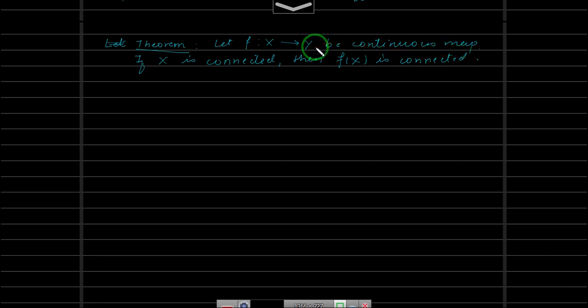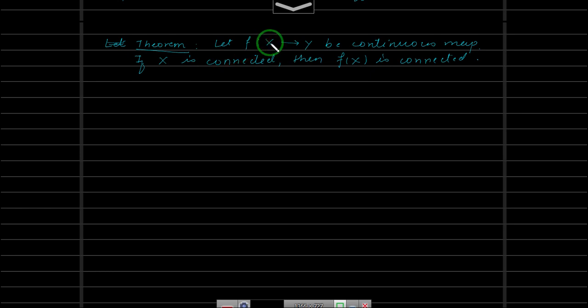Remember, we are not saying that Y is connected. We said the image of this connected space, your domain, is connected. That is, the range of that function is connected. And of course, if this function f is onto, then Y will be connected because f(X) will be equal to Y in that case.